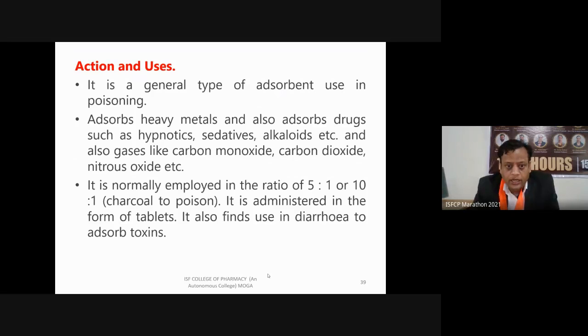It is normally employed in the ratio of 5 to 1 or 10 to 1, charcoal to poison. So what is the ratio we generally use? Depending on how much poison is present, the charcoal may be used as 5 times or 10 times the quantity of poison. It is administered in the form of tablets. It also finds use in diarrhea to adsorb toxins.